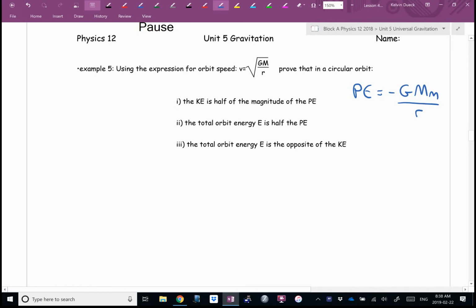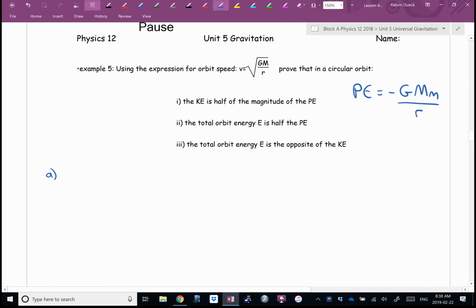You found it okay, Colby? Okay. It says, prove that the kinetic energy is half as big as that magnitude. So it'll be positive, but prove that it's half as big as that.